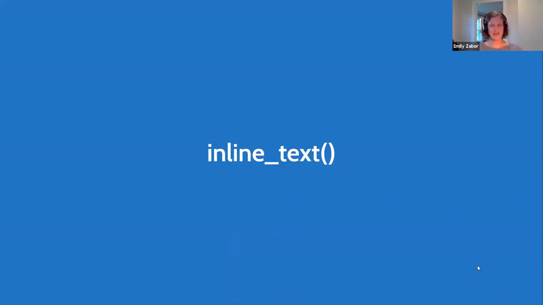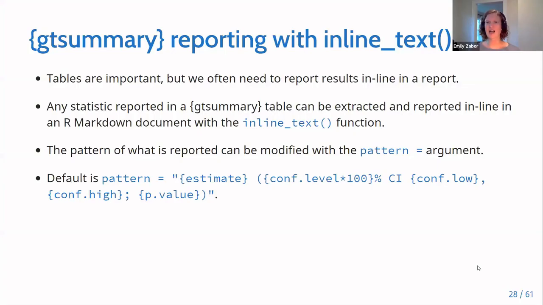So of course, in R Markdown, it's possible to use inline text, which is great. And our reports and tables take us a long way towards what we want, but we often need to write paragraphs of text as well. This is supported in R Markdown, and we have added a specific inline text function into the gtsummary package so that you can grab specific parts of your table and report them directly in line without having to customize that. So any statistic that's reported in a gtsummary table that you've made can be extracted and reported in an R Markdown document using the inline text function.